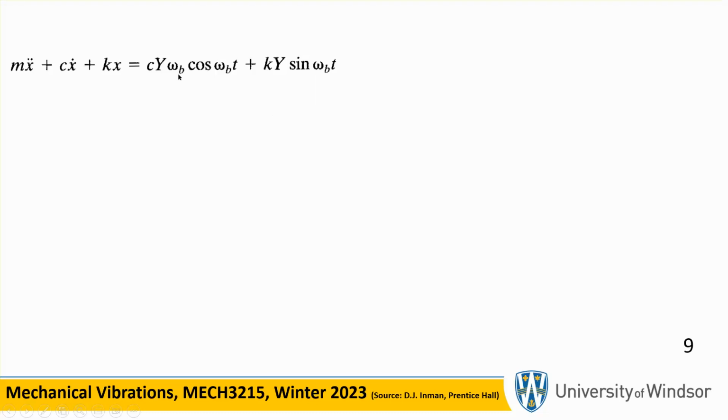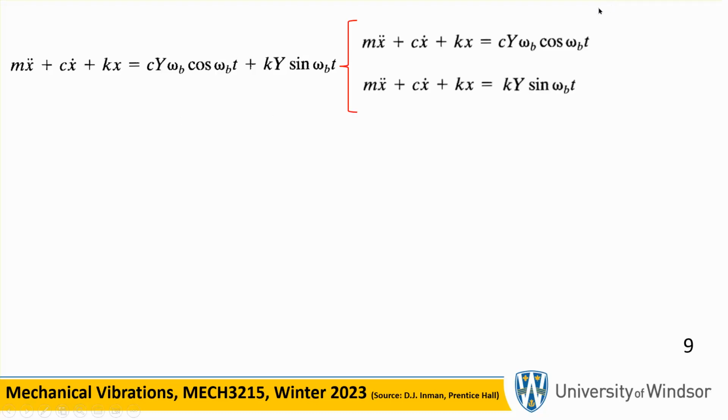One way is to say that, oh, we have two problems actually. One with the first term on the right-hand side, and then another one with the second term on the right-hand side. Each one of these is just a constant. Cy omega b is just a constant, and ky is just a constant. Each one of these we know how to handle. In fact, we have done this thing many, many times last week.